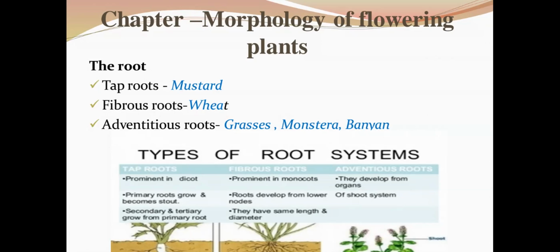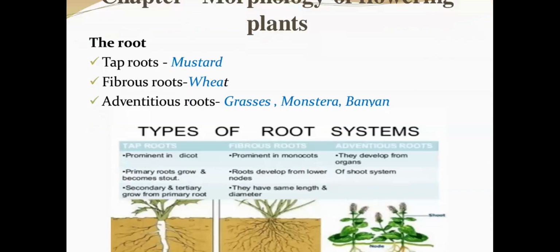Tap roots are nothing but, in majority of the dicotyledonous plants, the direct elongation of the radicle leads to the formation of a primary root which will grow inside the soil. This root bears lateral roots, which can be referred to as secondary, tertiary roots, etc. The primary roots and its branches will ultimately constitute the taproot system. I repeat, the roots which arise from the radicle and which have primary roots and its branches, which include secondary and tertiary roots, that type of root system is called as taproot system. Examples under this category are dicots, and you can give many different examples, like mustard.